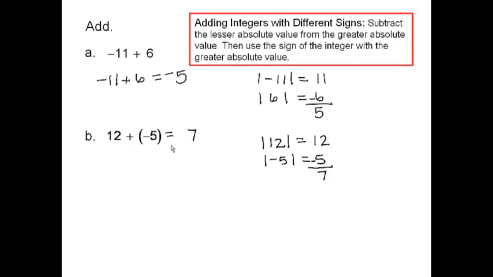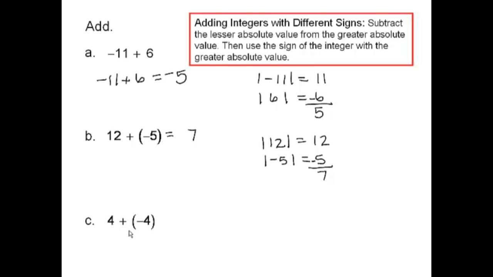Then we use the sign of the integer with the greater absolute value. So 12 is greater than 5. And in our problem, 12 is positive. So our answer is positive 7. So 12 plus negative 5 is equal to 7. Let's try one more.